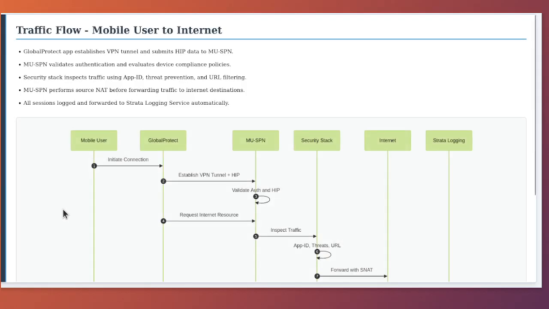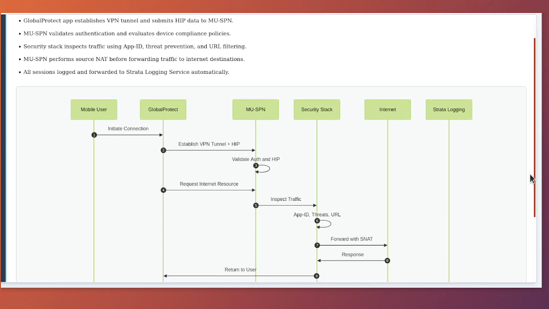Traffic flow for mobile users. Understanding how traffic flows through Prisma Access for mobile users is essential for troubleshooting and optimizing your deployment. Let me walk you through the complete traffic flow from a mobile user accessing the Internet. The sequence diagram shows the step-by-step flow.